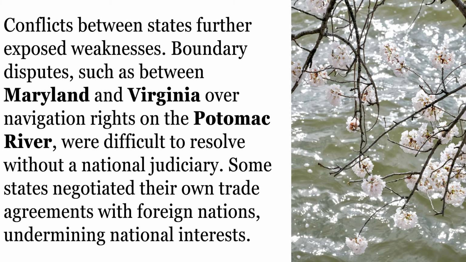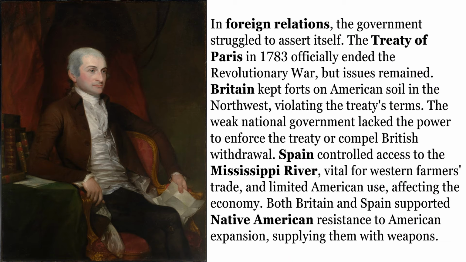Conflicts between states further exposed weaknesses. Boundary disputes, such as between Maryland and Virginia over navigation rights on the Potomac River, were difficult to resolve without a national judiciary. Some states negotiated their own trade agreements with foreign nations, undermining national interests. In foreign relations, the government struggled to assert itself.